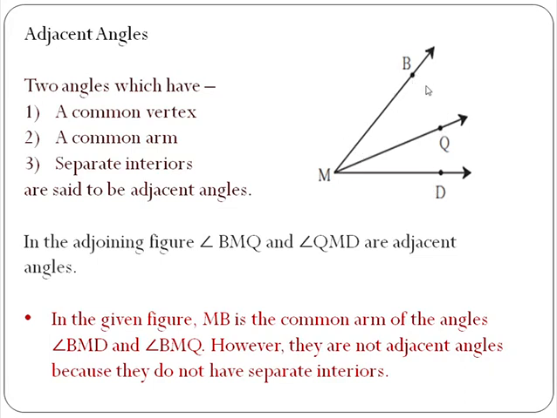That is, some points in the interior of angle BMQ come in the interior of angle BMD. Hence, angle BMD and angle BMQ are not adjacent angles. Hence, I wrote here, in the given figure, MB is the common arm of the angles BMD and BMQ. However, they are not adjacent angles because they do not have separate interiors.